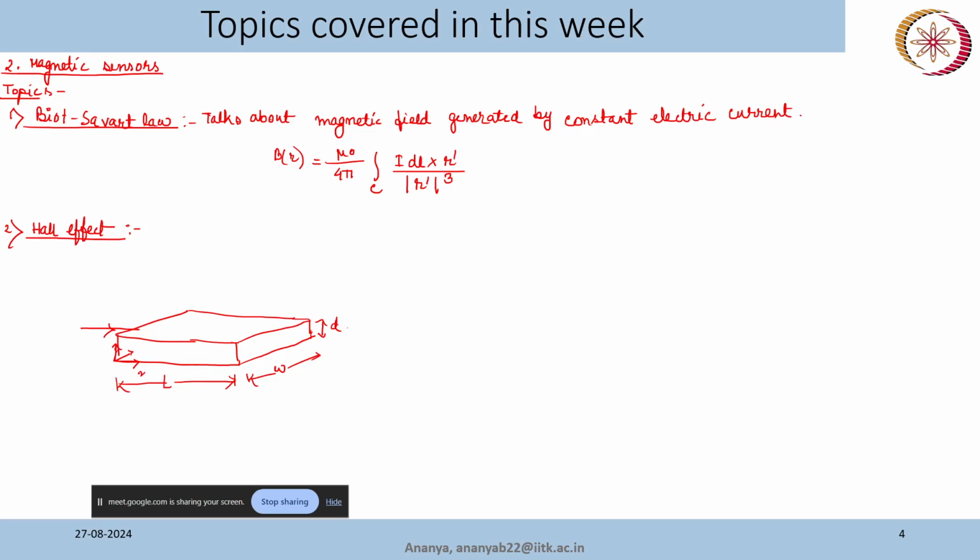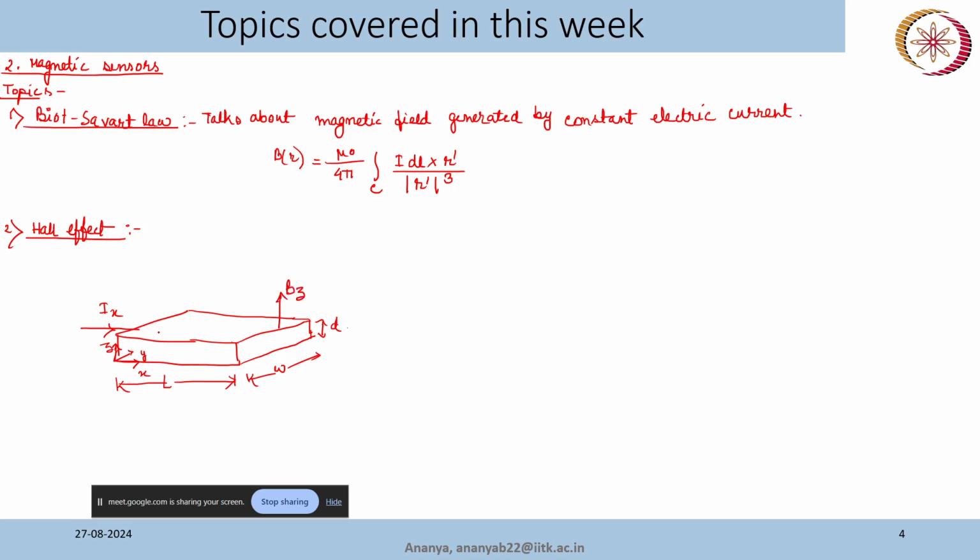This is X direction, this is Z direction, and this is Y. So this is the origin. There is a current flowing through the semiconductor, that is Ix, in this direction. So electrons and holes are moving in X direction, say, and a magnetic field is applied, which is in the positive Z direction, that is Bz.